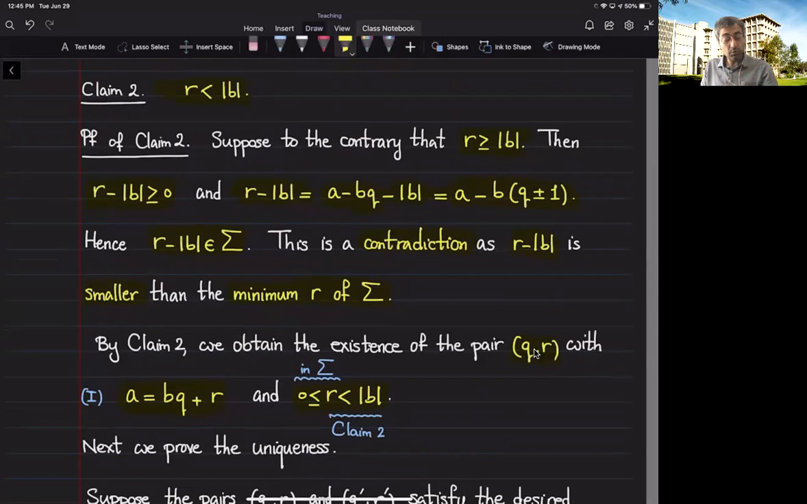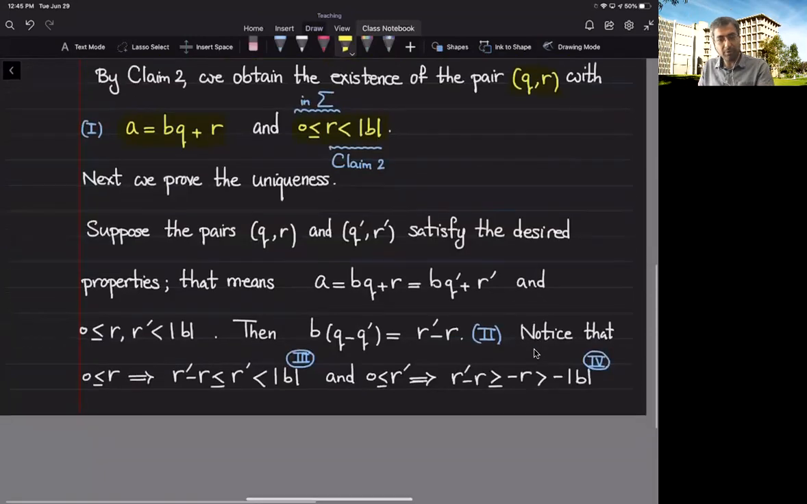Next, I want to argue why this pair is unique. So there is a unique pair of integers Q and R with these properties that we have over here. What does that mean? We are going to assume that Q comma R and Q prime comma R prime both satisfy these conditions. Next, from there, we show that Q is Q prime and R is R prime. Therefore, there is a unique pair of integers with these properties.